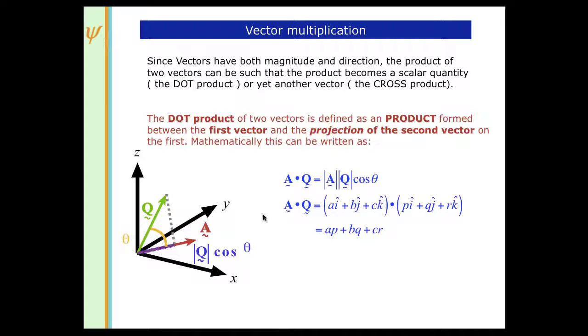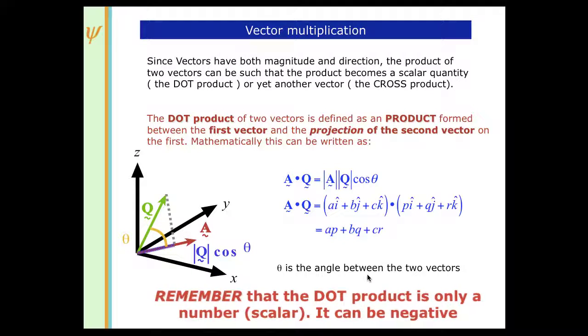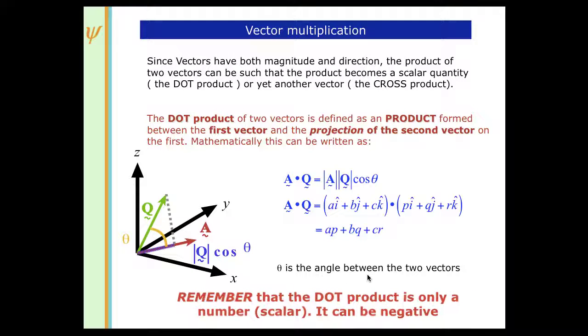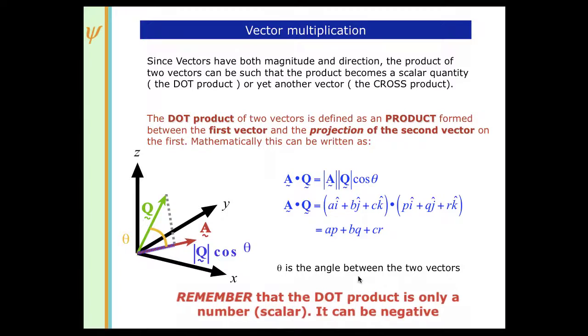In Cartesian coordinates, the dot product is simply given by the sum of products of corresponding components of the two vectors. Remember that the dot product of two vectors is only a scalar. It can be negative. That happens when the angle between the vectors is more than 90 degrees and the cosine of that angle is negative.